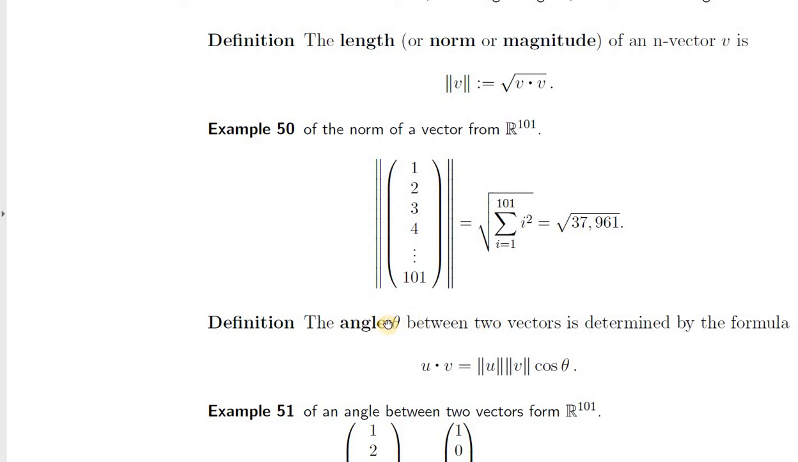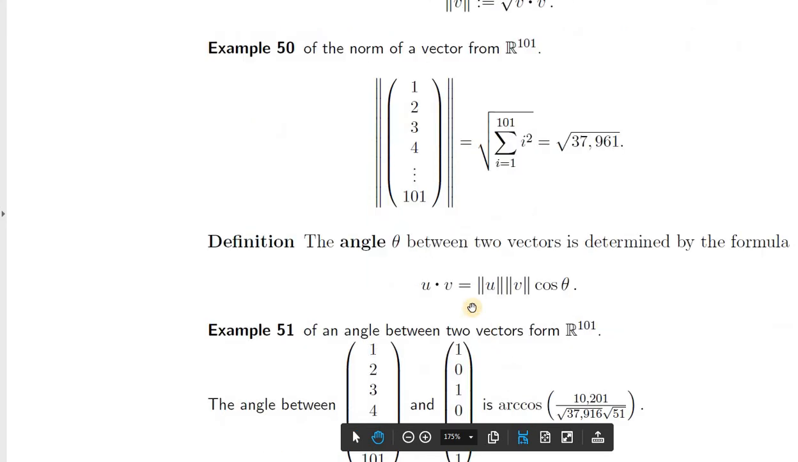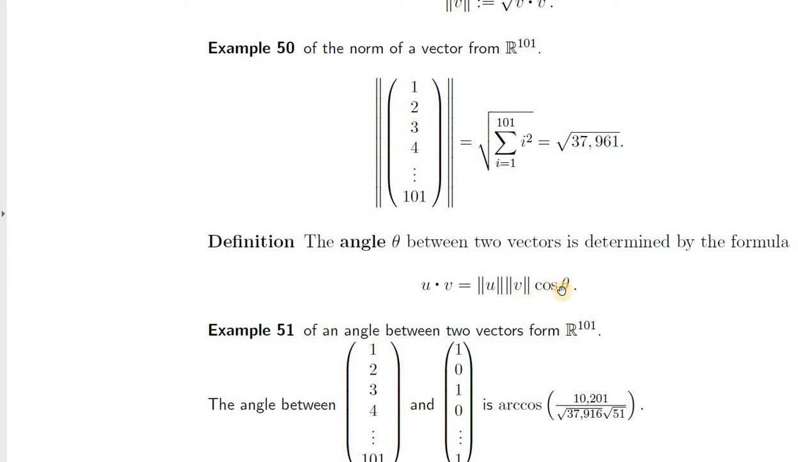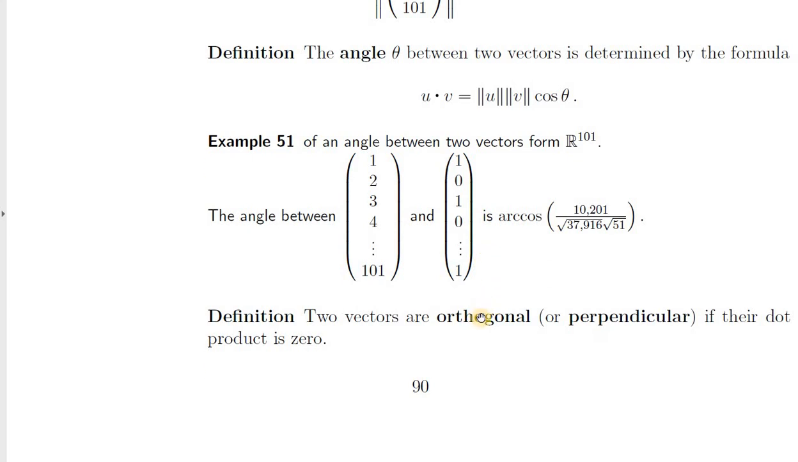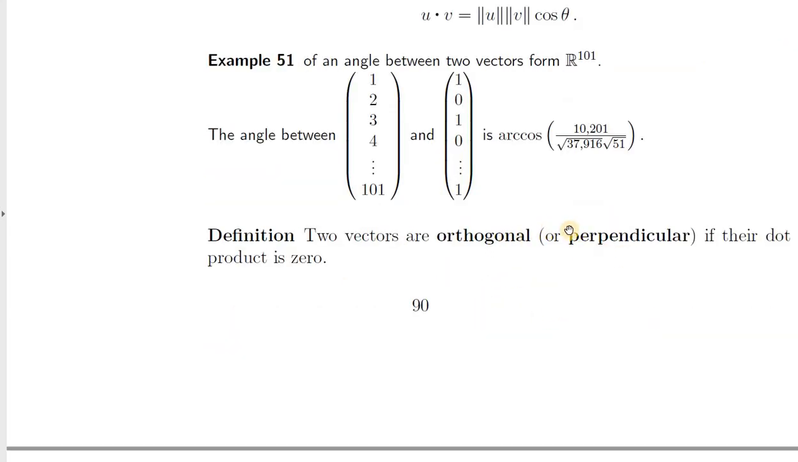Now here's how we define angle. First we define the cosine of the angle, and then we get the angle in terms of that. You can solve this for theta: u dot v over the length of u times the length of v gives you the cosine of theta, and then to find theta you take the arc cosine. So if you have these two vectors here, you take u dot v, which is 1 plus 3 plus etc. plus 101, and you divide by the length of u and the length of v.